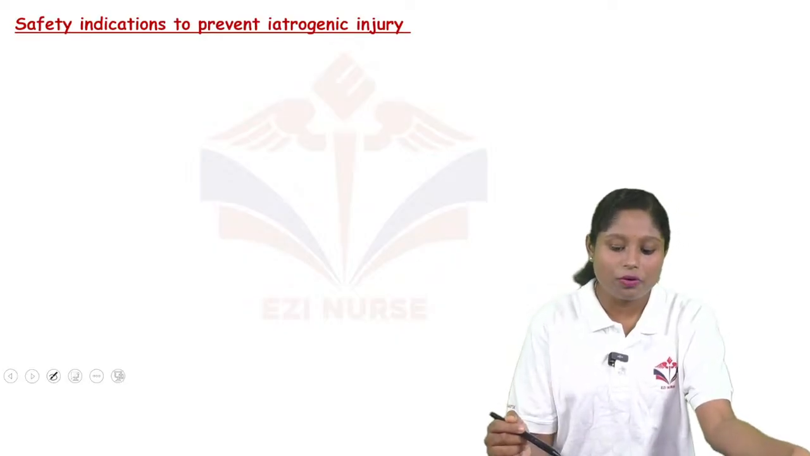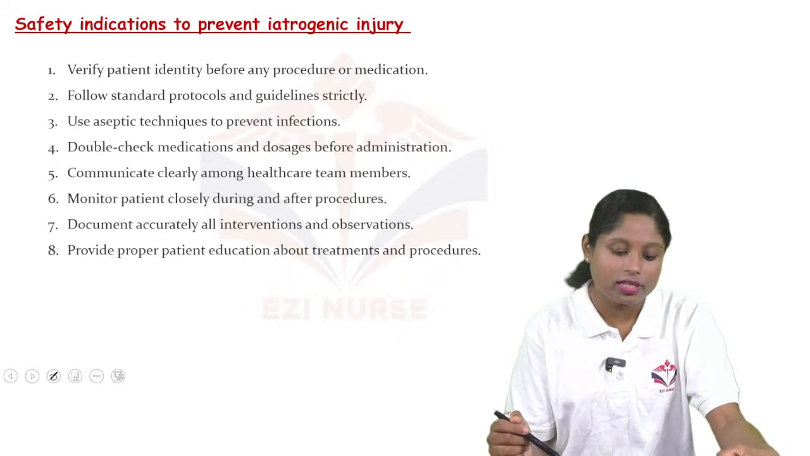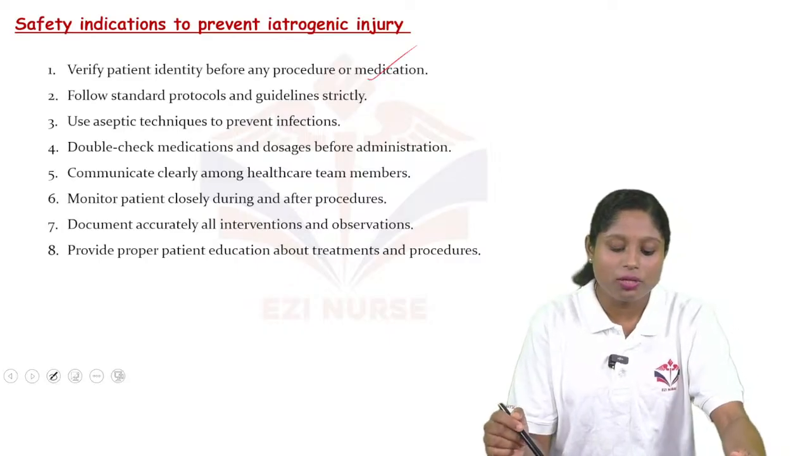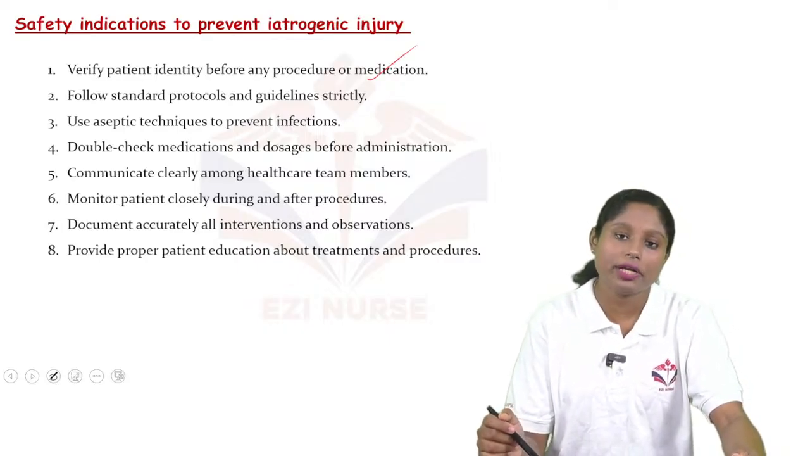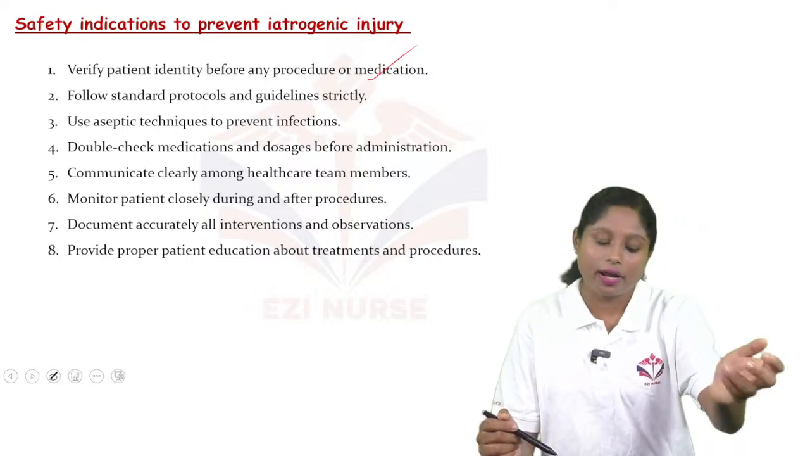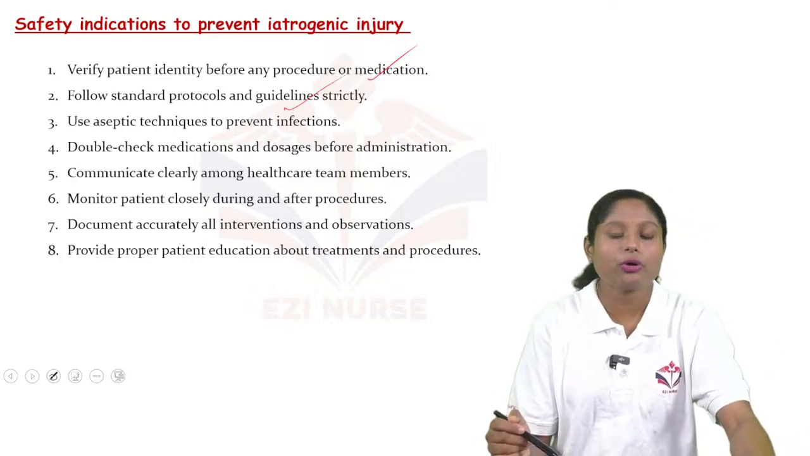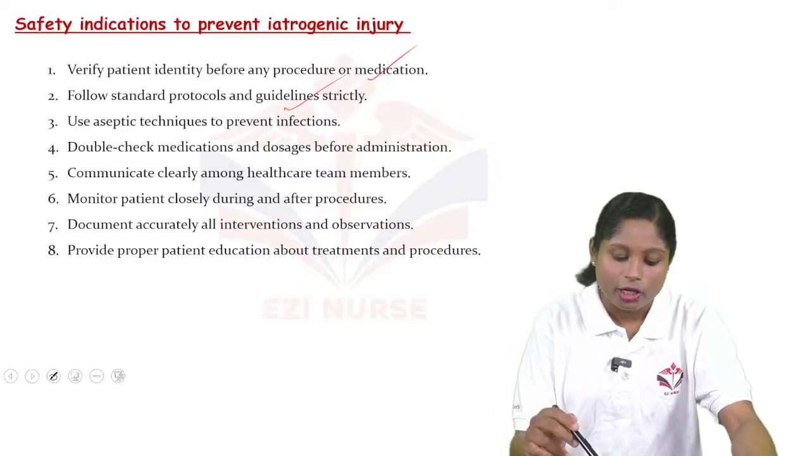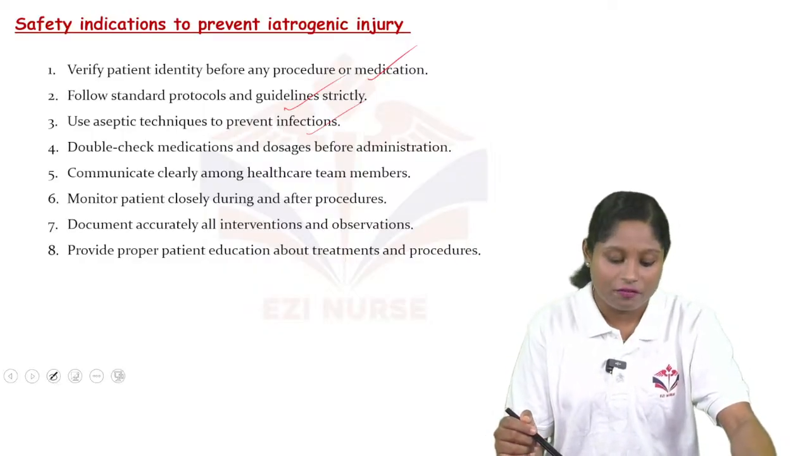Safety indications to prevent iatrogenic injury. So what are the safety indications? Verify patient identity before any procedure or medication. So before the procedure, verify the patient. You are going to give it to the correct patient. Follow standard protocols and guidelines strictly. Use aseptic techniques to prevent infections.